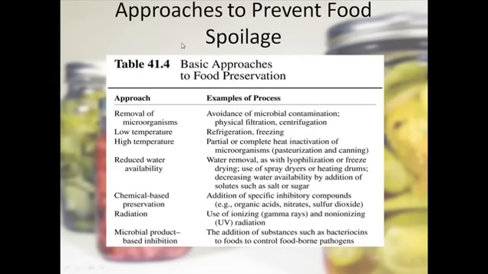Okay, now let's talk about different approaches to prevent food spoilage. So we have been talking about manipulating different environments that can stop the spoilage by different bacteria. For example, with the removal of microorganisms that we have talked about, we can avoid microbial contamination during food processing, during the handling of the food, and we have to be a little bit more careful about food making or cooking and all these purposes.